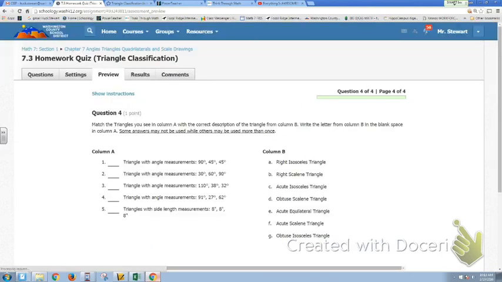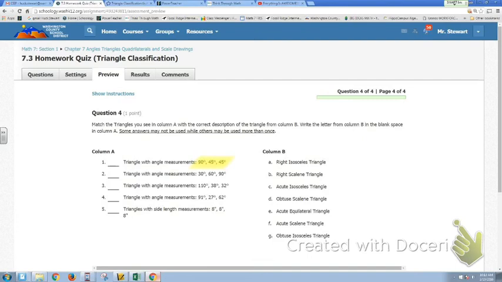Last one, it's the same idea, classifying triangles based on their given angles or side lengths. I'll give you just a quick little warning on this one. Same idea, but this time instead of showing you a picture, I'm just showing you the angles. So this is a triangle that's a 90, 45, 45. So is it a right isosceles, right scalene, acute isosceles, obtuse scalene, acute equilateral, acute scalene, or an obtuse isosceles?